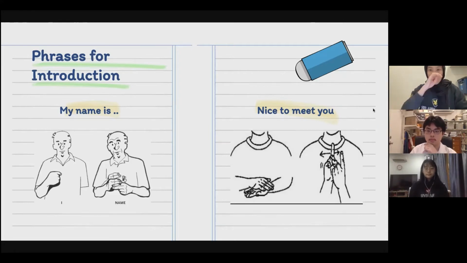So the second phrase is nice to meet you. So nice, you slide your dominant hand on your left palm. So you slide it over. So this is nice. Meet you. You basically put your dominant index finger near your chest. Then you take your left index finger. So meet you, you bring your dominant index finger forward. So meet you. Nice to meet you.